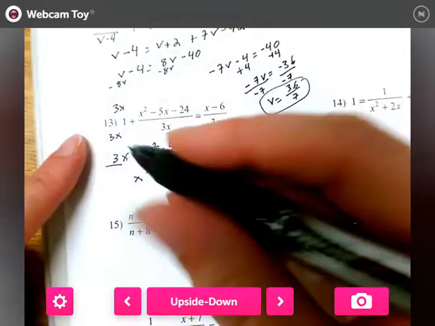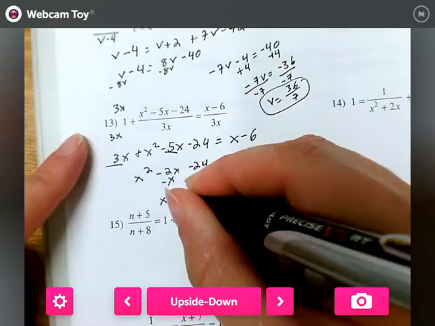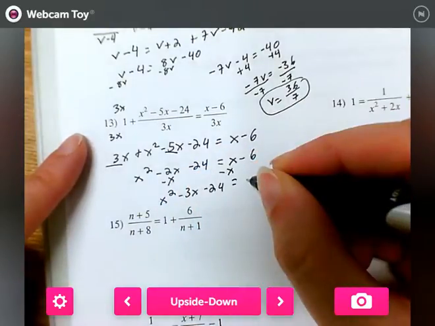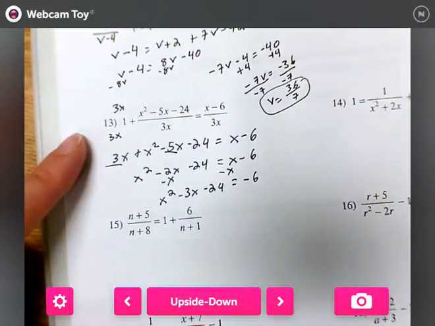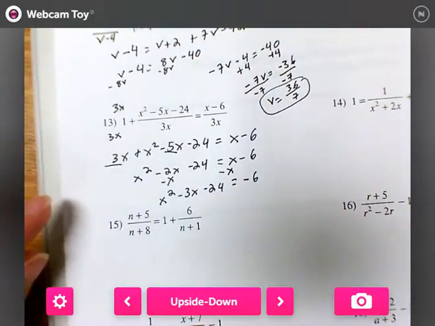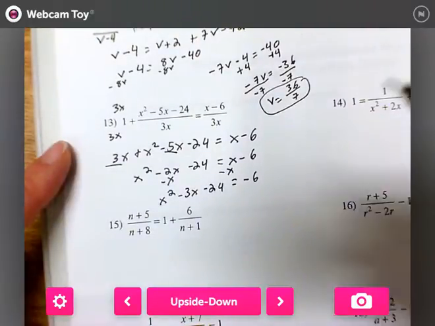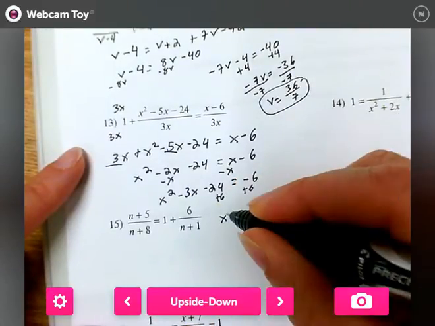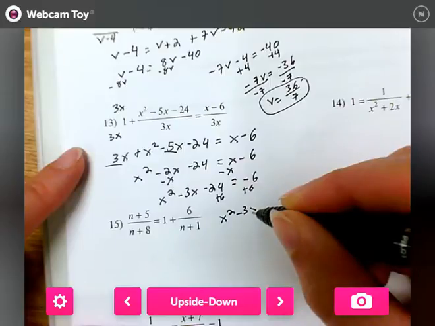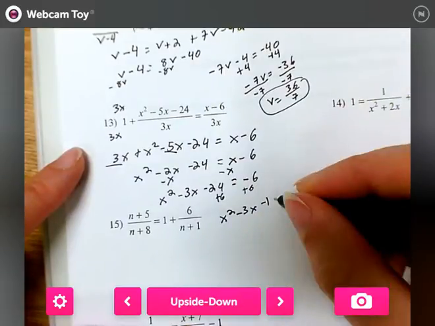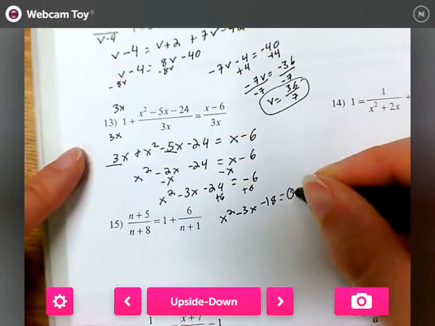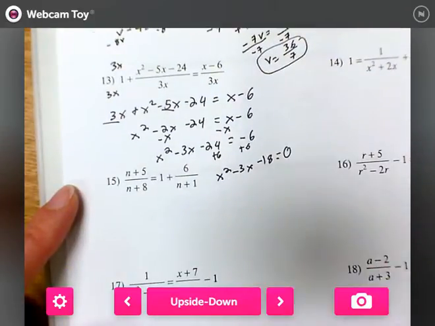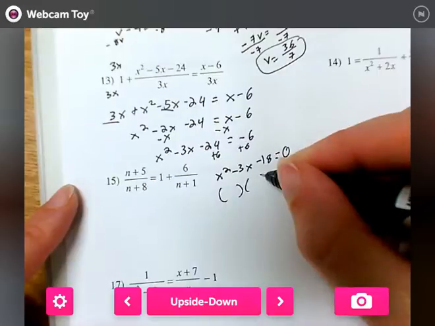Okay, so I end up with x squared minus 3x minus 24 equals -6. So I am going to add the 6 to the other side, because now I'm going to get x squared minus 3x minus 18 equals 0. Now I can factor this. Okay? I can factor this.